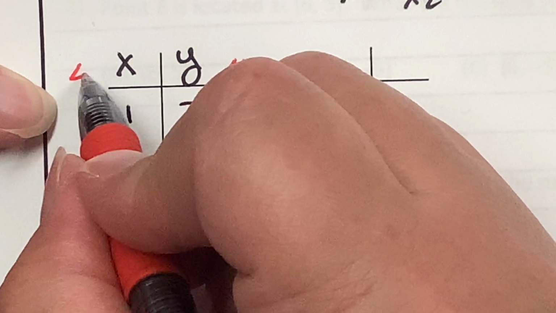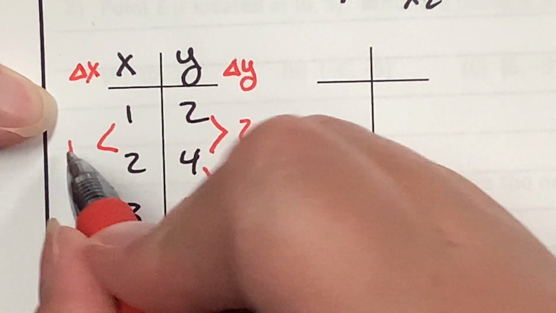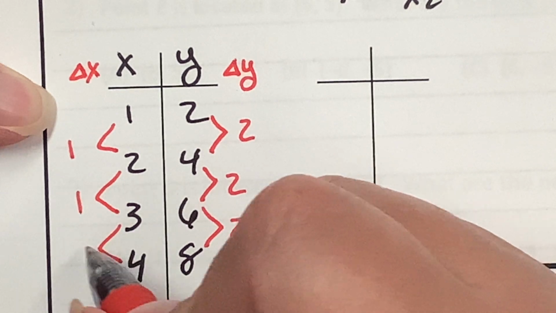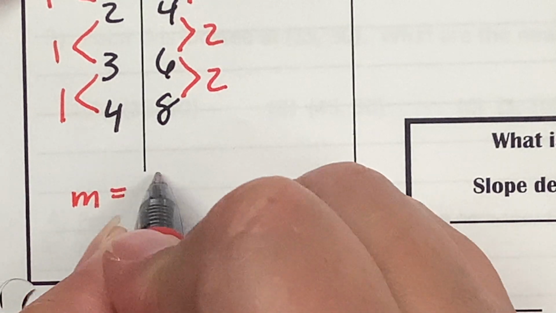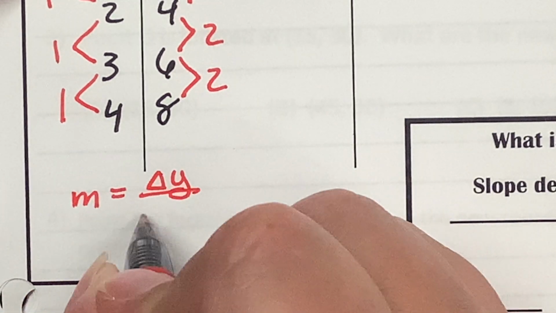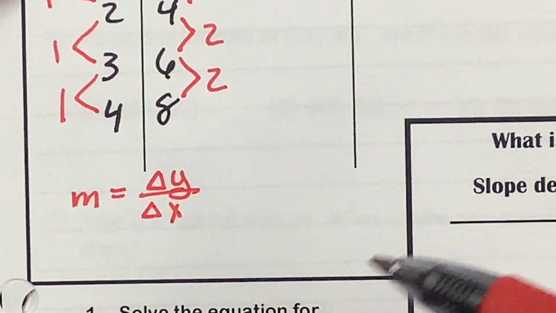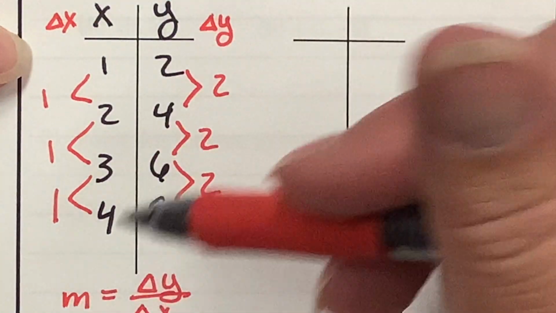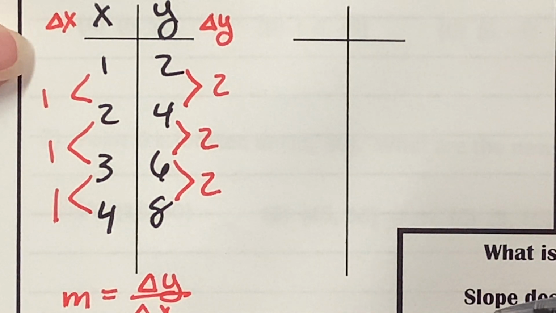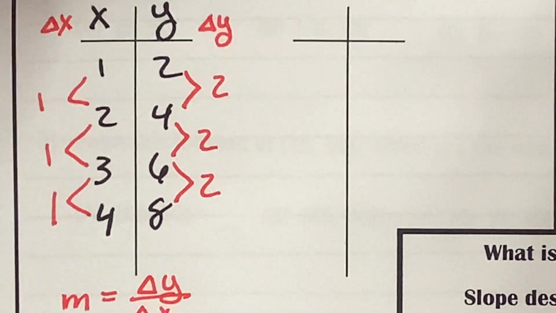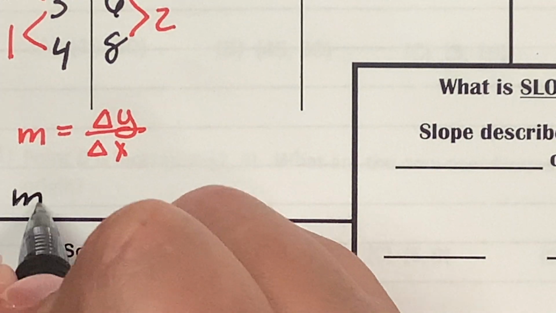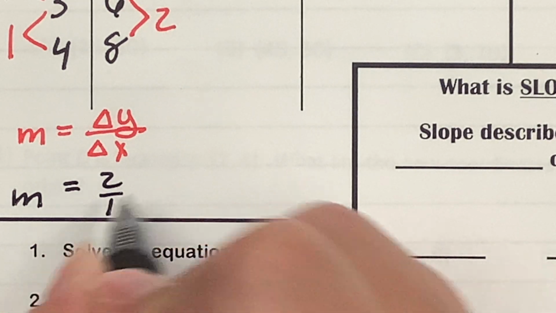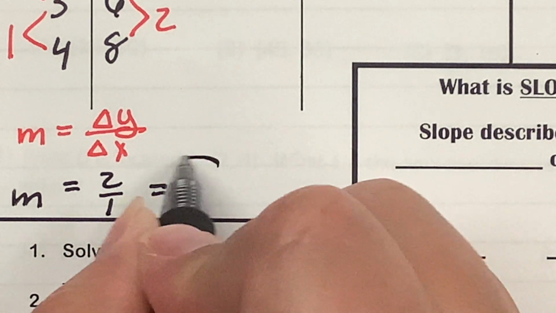Now on the other side, the change in x, I'm adding 1 each time. So my slope, m, is equal to the change in y over the change in x. And I know it's a constant change because the numbers are the same on both sides. But even if they're not the same, as long as they're equal to the same fraction in simplest form, it's still the same. So in this case, my m equals 2 over 1, which just means 2. So my slope there would be 2.